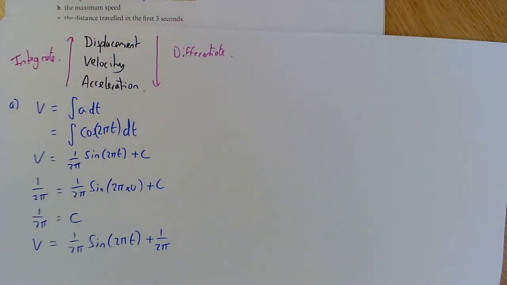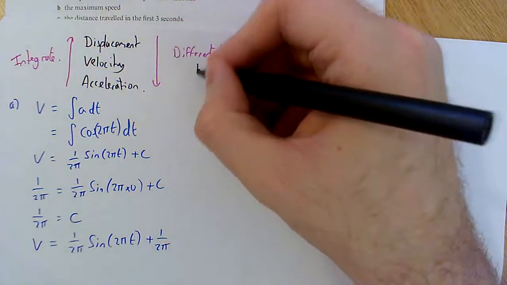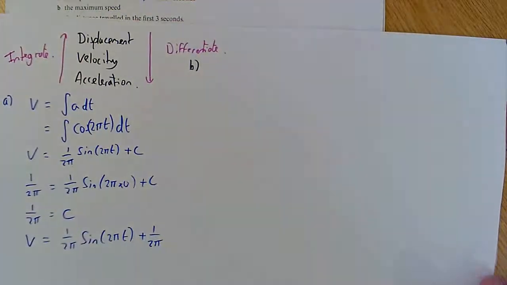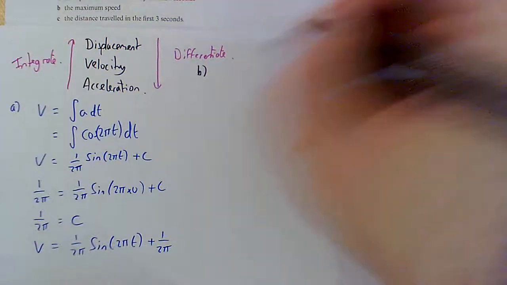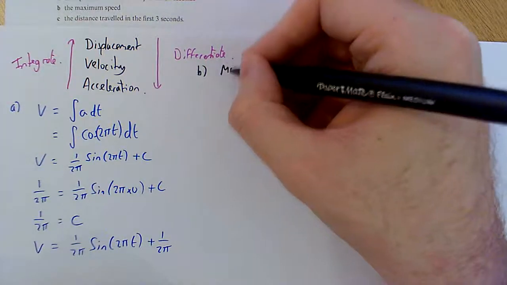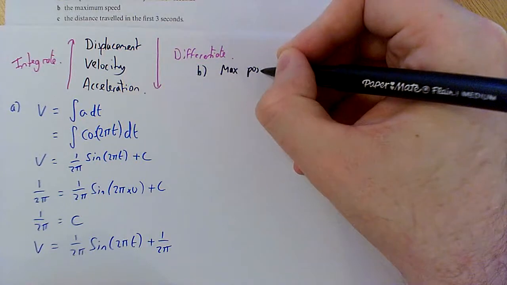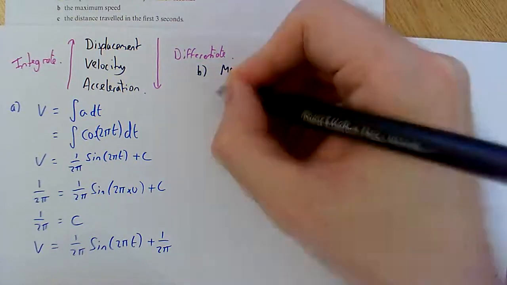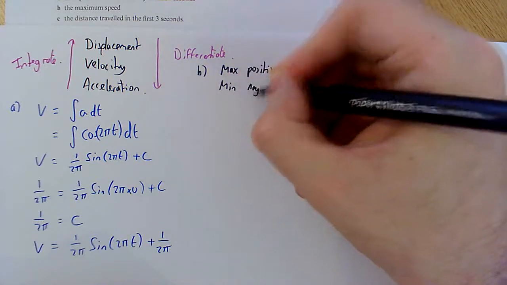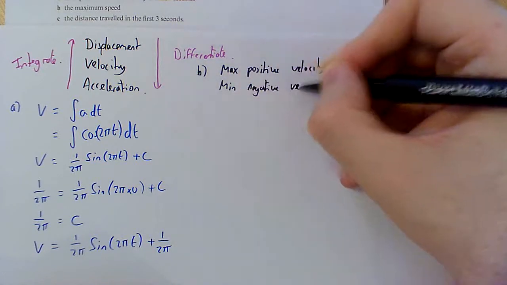Part B asks us for the maximum speed. Notice it doesn't ask us for the maximum velocity, and the difference between speed and velocity is that speed doesn't take into account the direction. So actually, we need to compare two things here. We need to compare the maximum positive velocity and the minimum negative velocity. What do I mean by that?